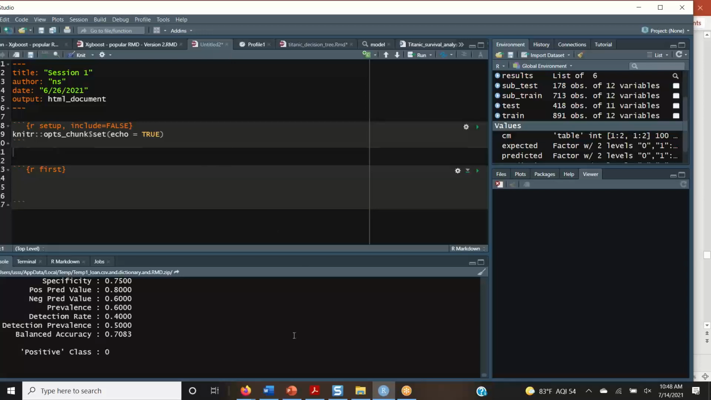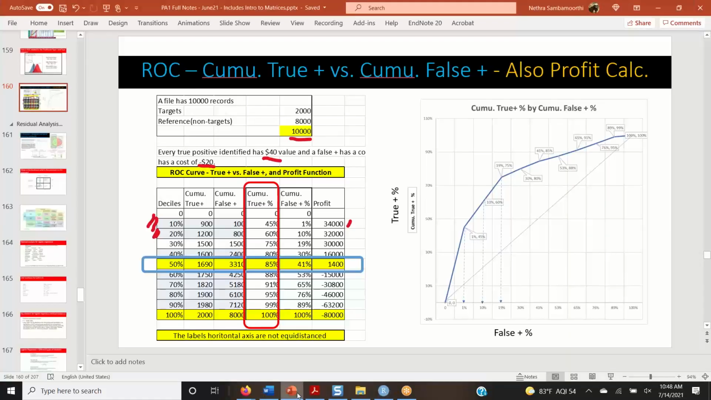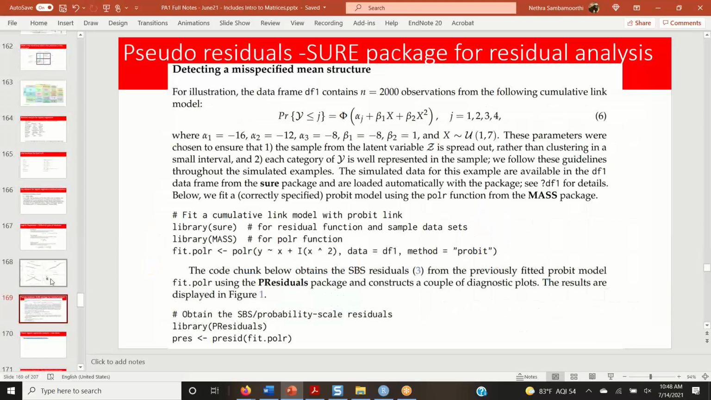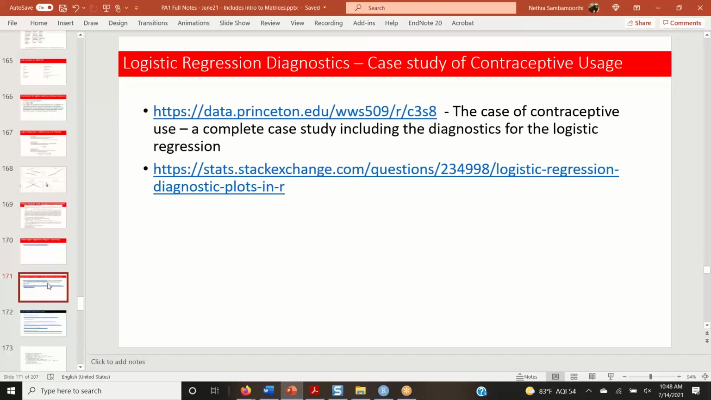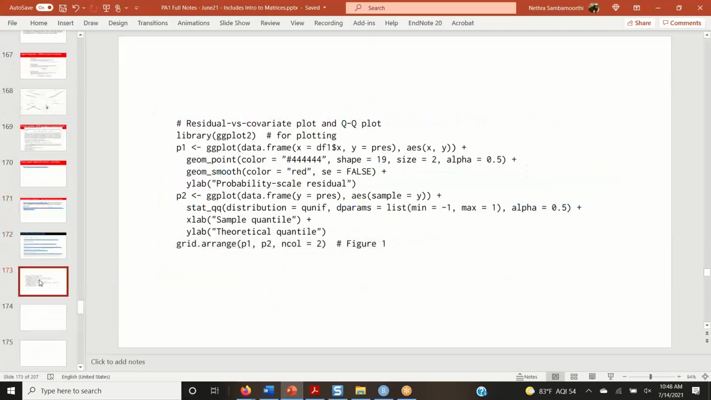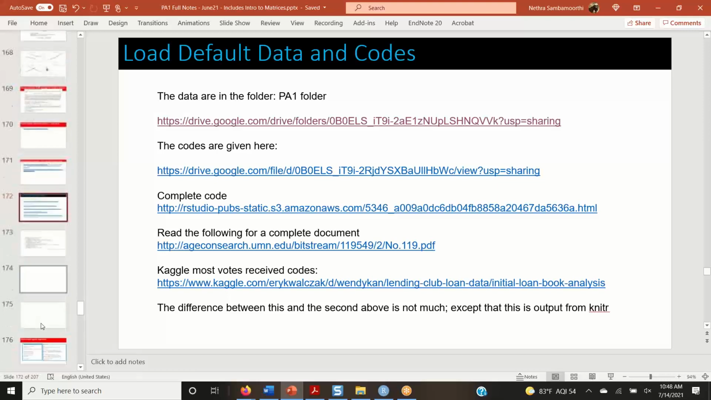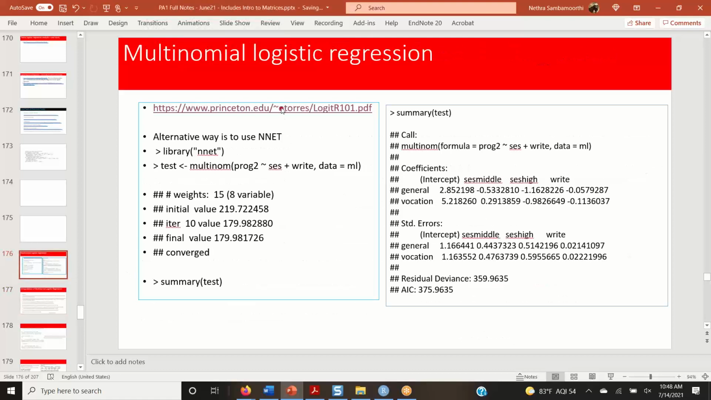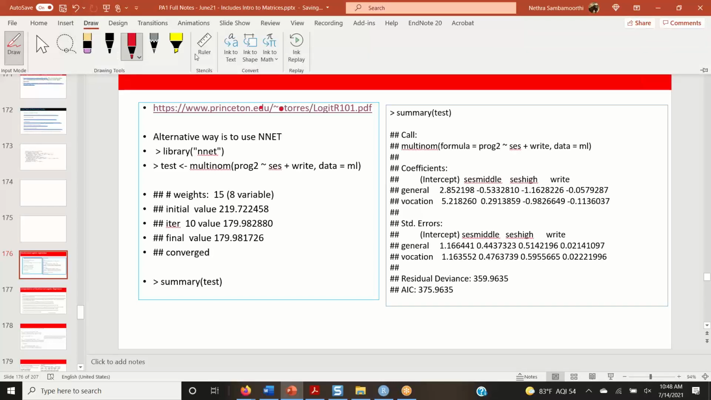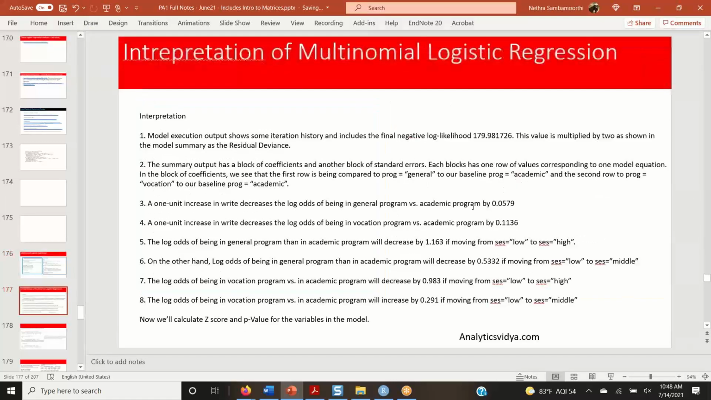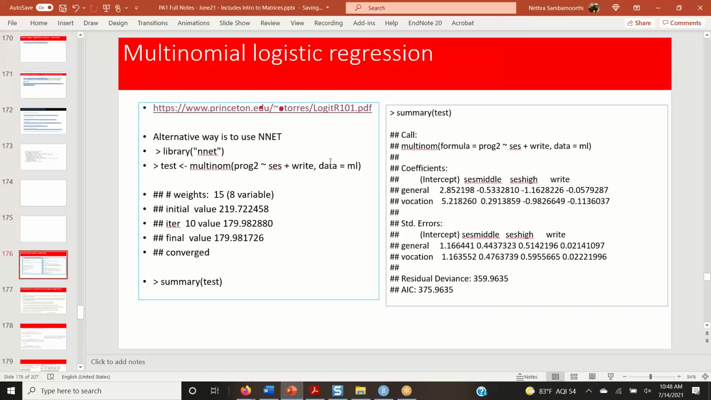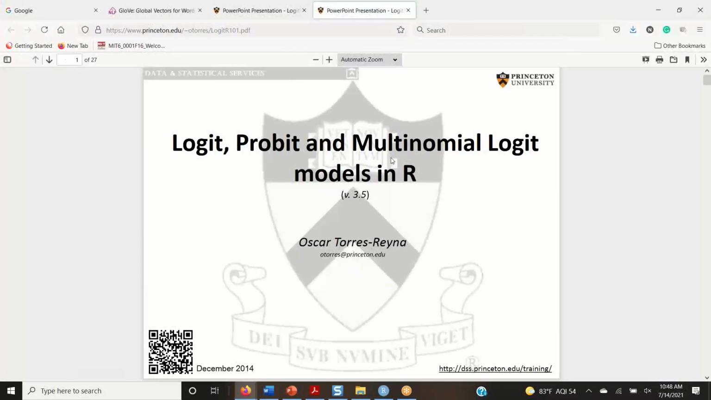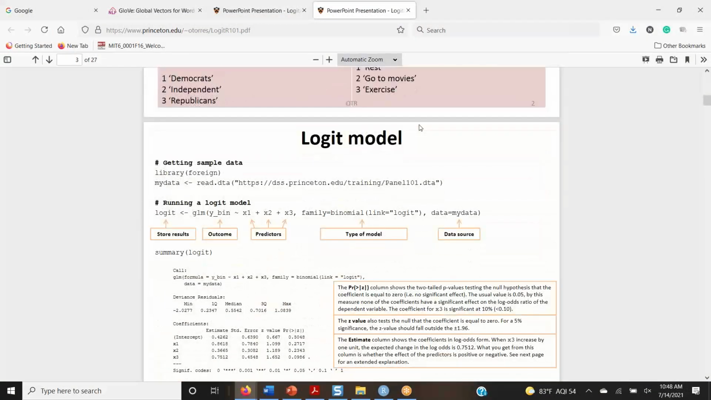Now, I want to show you an example of a multinomial model. That means multiple classes are there. See, this is survived or not, but sometimes there could be multiple classes. So how do we do that? That is called the multinomial model. I want to use the Princeton example, the multinomial logistic example. So let me go there. This link is there in your PowerPoint deck.